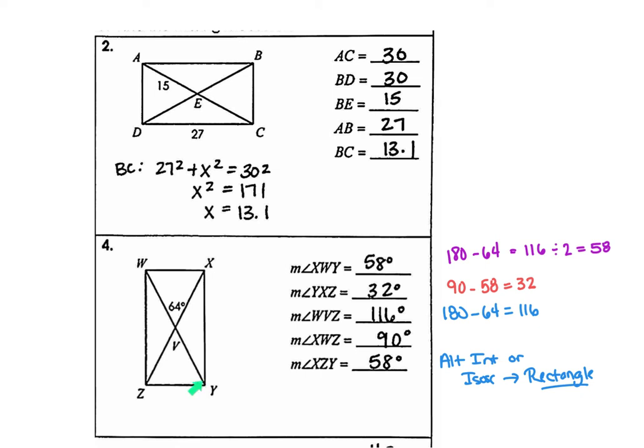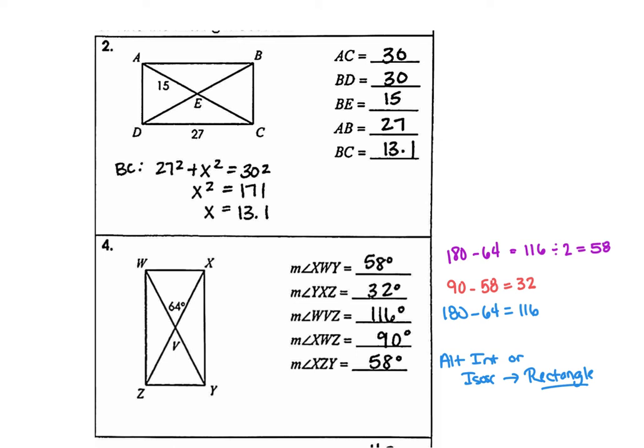The next one they ask for is YXZ. If you know this one is 58, because you know they both are, this whole thing is 90, so you should have taken 90 minus the 58 to get the 32. W, V to Z. These are supplementary, so you could have just said 180 minus 64 there. They are supplementary. When they just ask for one of the angles, it's going to be 90 degrees, right? So they just ask for XWZ, which was just one of your right angles in your rectangle.